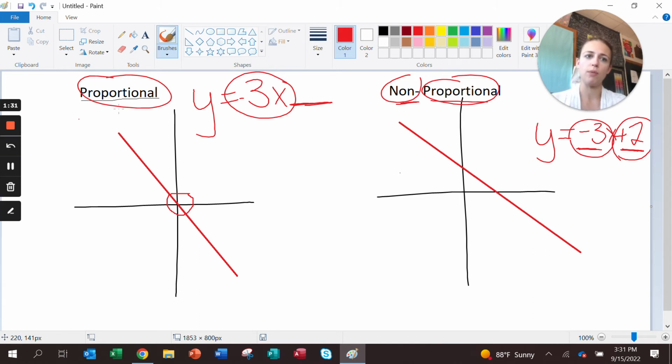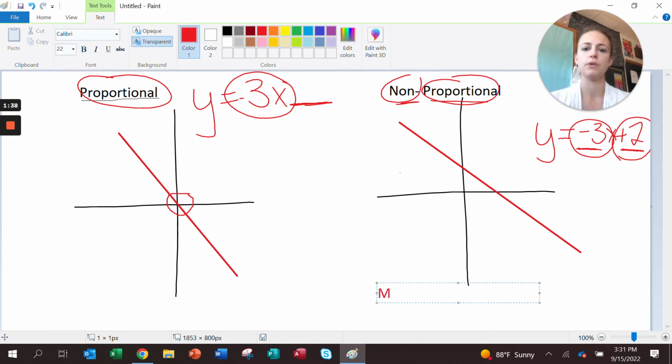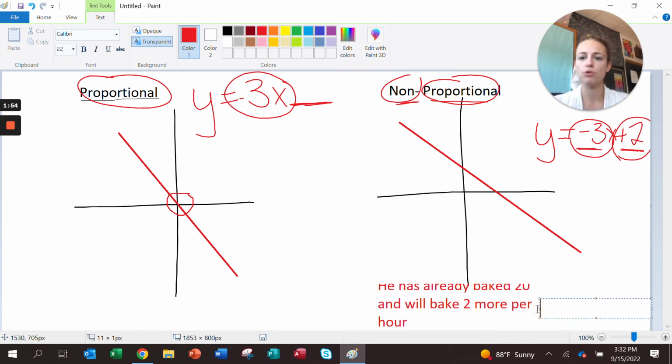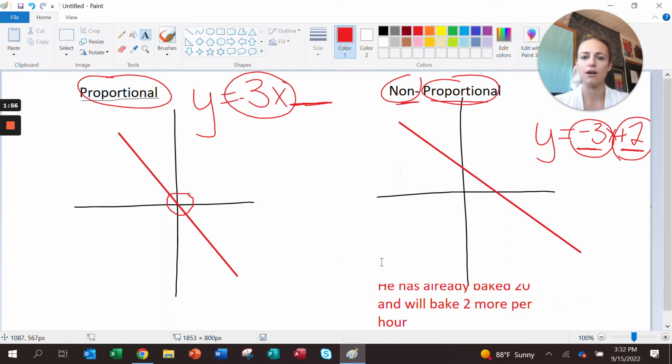Now, for word problems, that means that we will not have a starting amount like we would in non-proportional. So non-proportional, for example, is Mike is baking cookies. He has already baked 20 and will bake 2 more per hour. That would be a non-proportional relationship as we already know how much he has baked. So we already know that he has 20 cookies waiting to be eaten up.